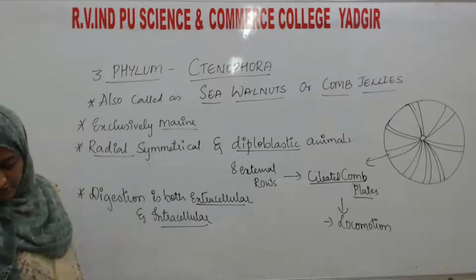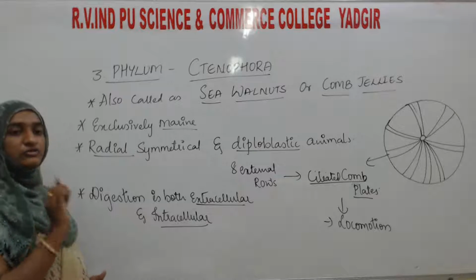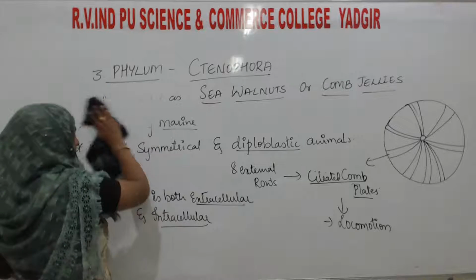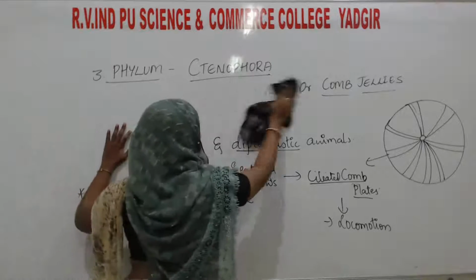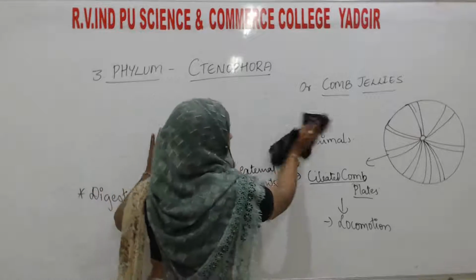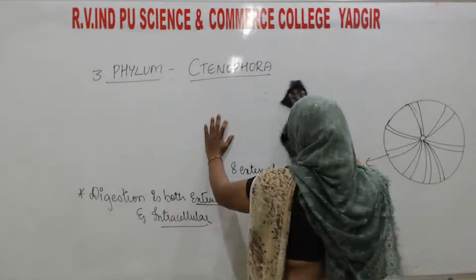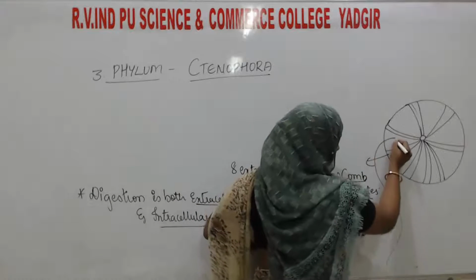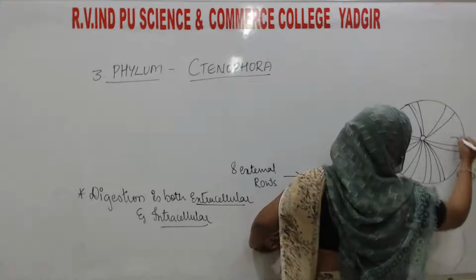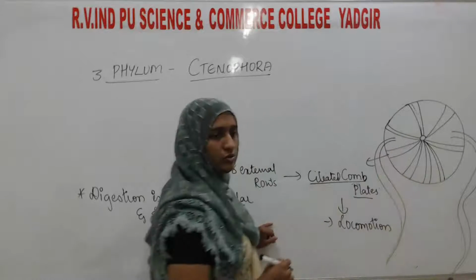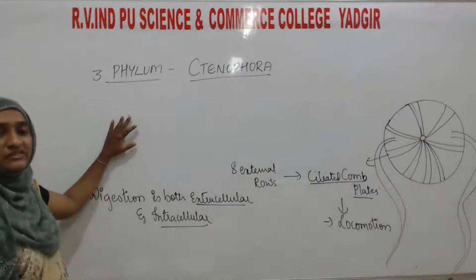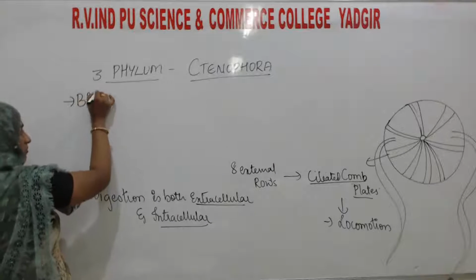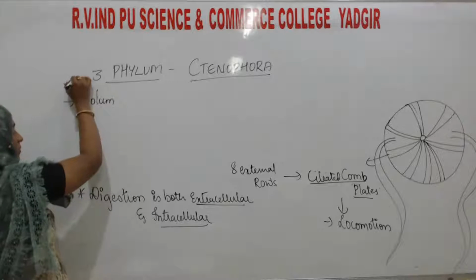Extracellular and intracellular. Then next, they have one specialized property, bioluminescence. Here I should tell you, these are the ciliated comb plates, and these are the external rows. One more property is specialized here, the bioluminescence.